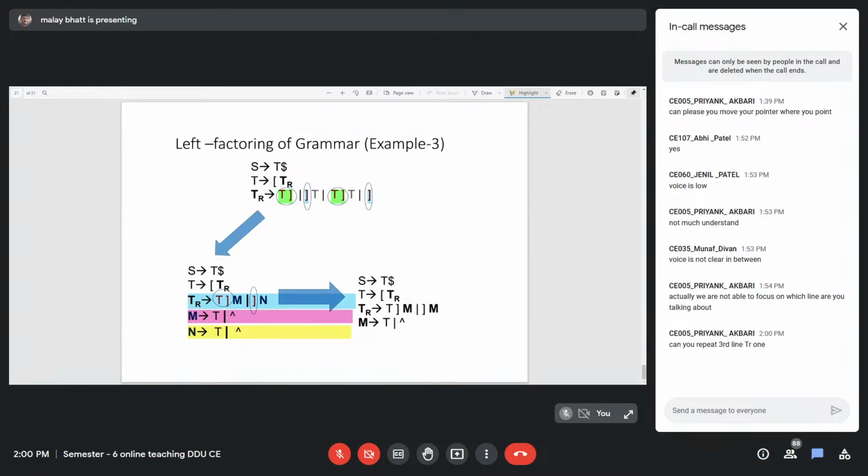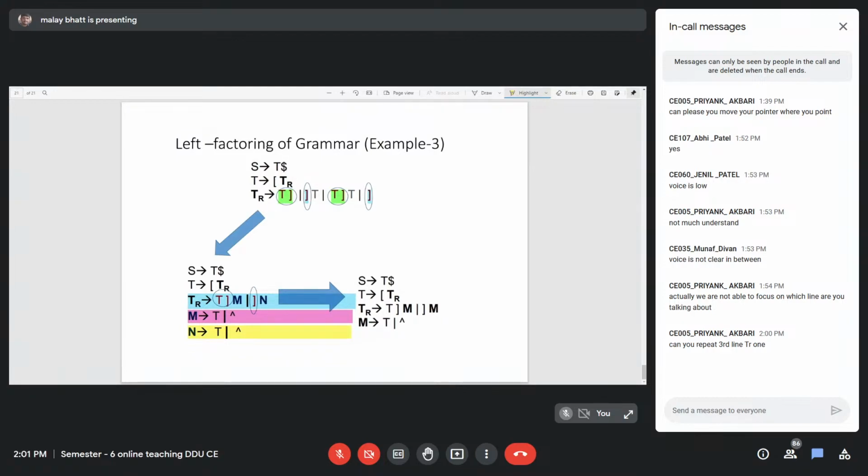So if I apply a left factoring on the first and third rule, the common portion is T closing bracket. So we are writing TR gives T closing bracket M from the first and third rule. T closing bracket is the alpha part. We are introducing a new non-terminal; we can give any name.